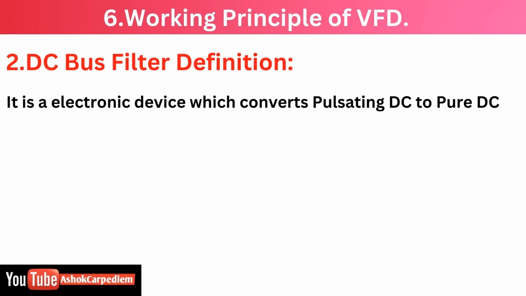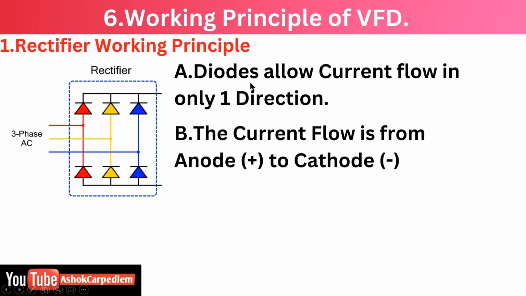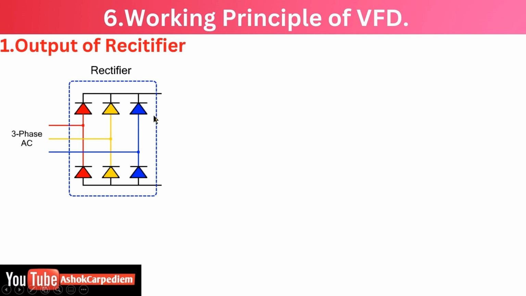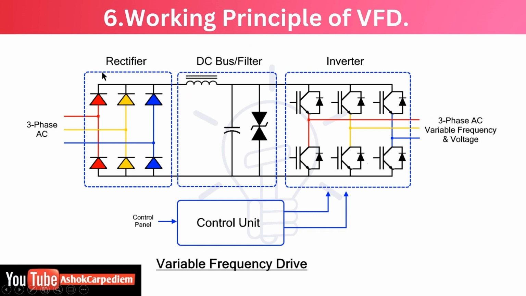Okay, then the rectifier working principle. Here we can see we have diodes, right? Diodes allow the current to flow in only one direction. Here we have diodes, and the current flows from the anode to the cathode, which means plus to minus. So this is about the rectifier. Now, the output of the rectifier will be DC current. As you see here, this is the rectifier, and 3-phase current is coming.